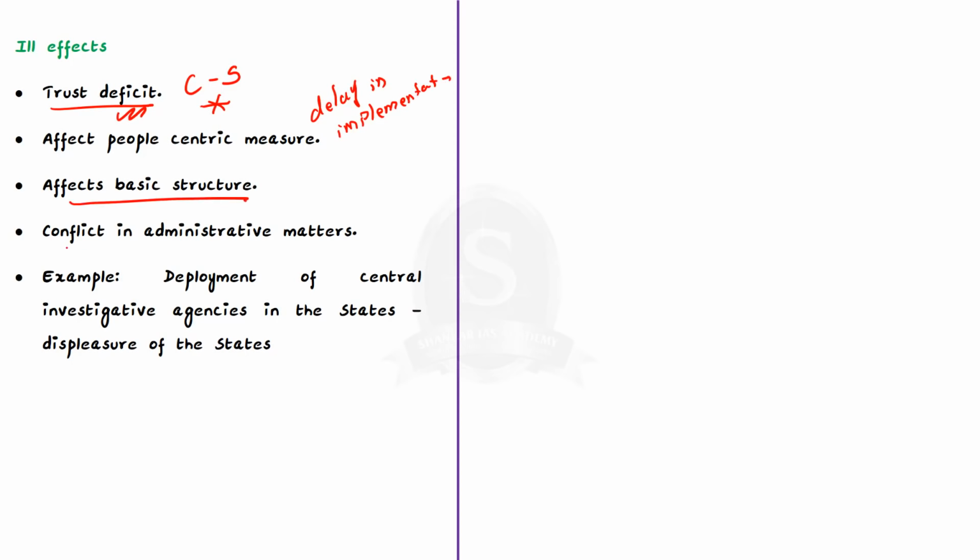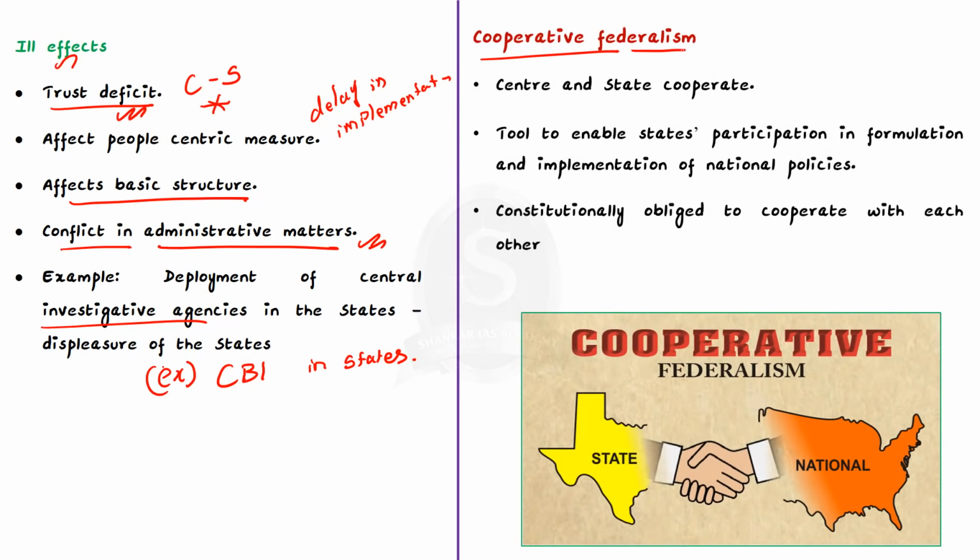Finally, it brings conflict not only in legislation between the union and the state, it also brings conflict in administrative matters also. For example, the deployment of central investigative agencies in the state, much to the displeasure of the states, has aggravated the conflict situation between the union and the states. Now, having seen about the combative federalism, let us see about the cooperative federalism also.